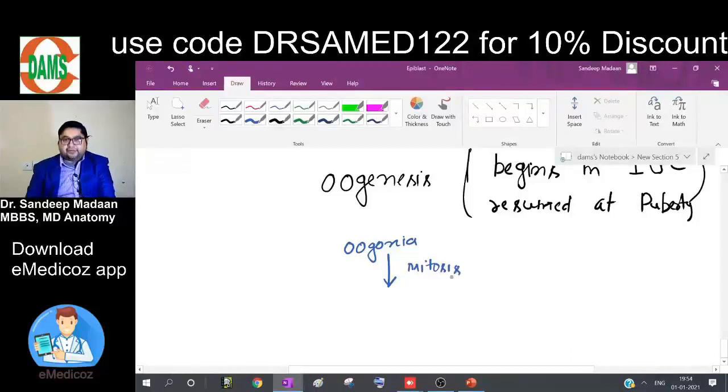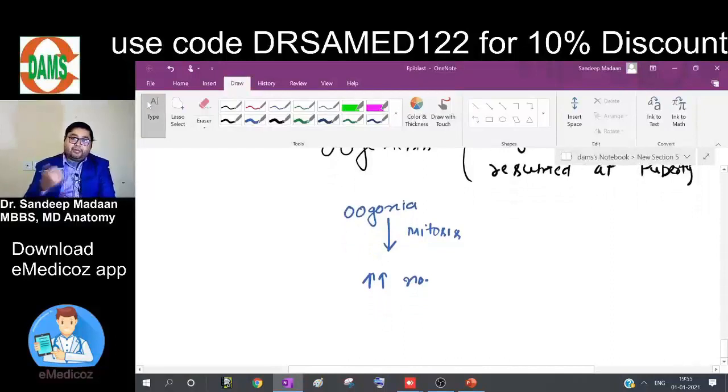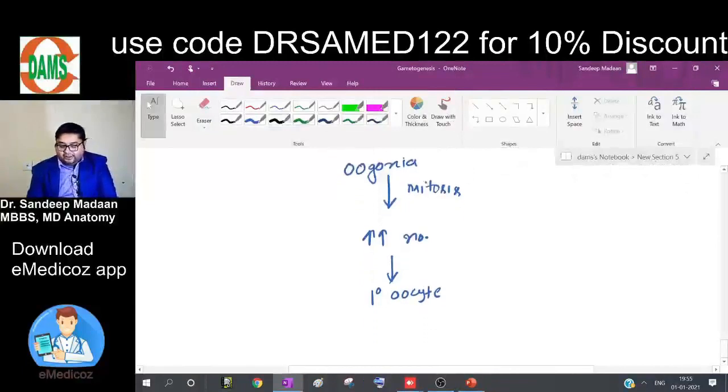Yes. What will happen after mitosis? The number will increase. So there is an increase in number. Fine. Now a few cells will keep on increasing in number, but there are a few cells which want to further undergo meiosis 1. So what will happen here? There will be a few cells which are now primary oocytes. Now this primary oocyte is ready for undergoing meiosis 1. Yes. Now it is ready, so it will undergo meiosis 1.